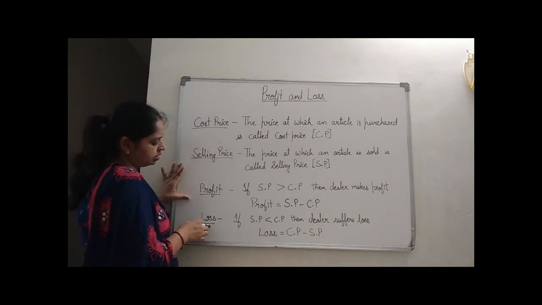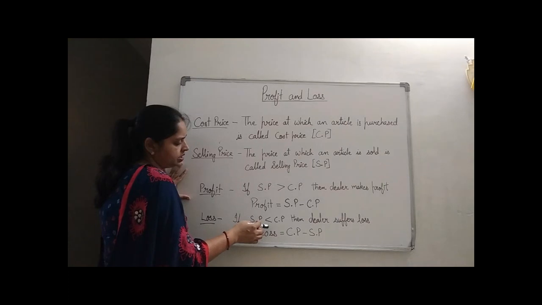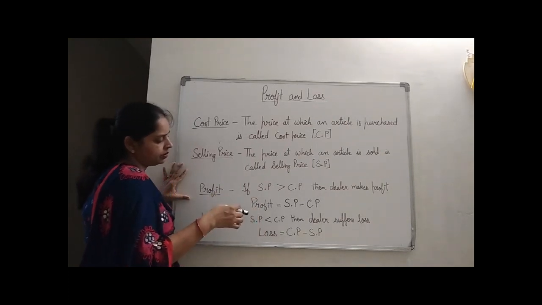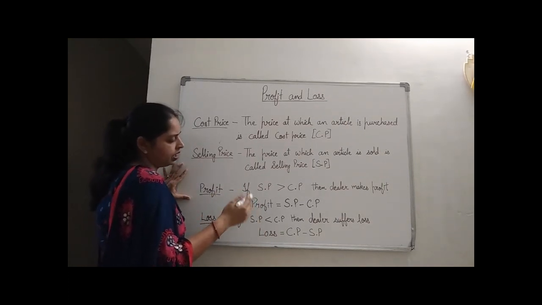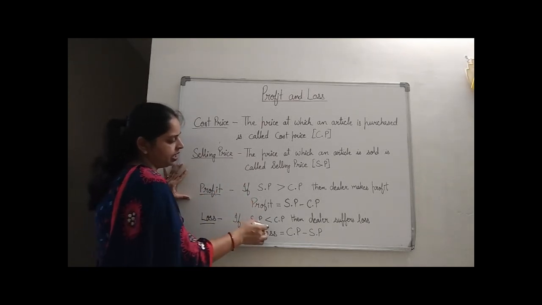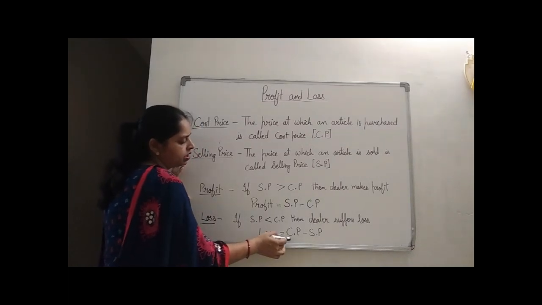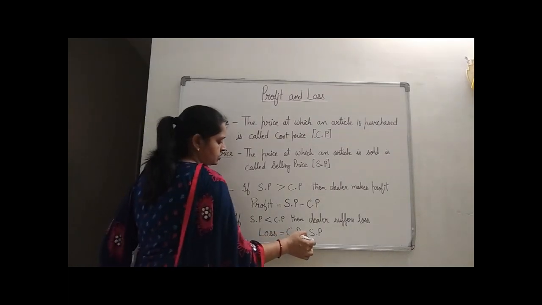Then comes the term loss. If selling price is less than cost price, means when a shopkeeper is purchasing something and for some reason he has to sell that article at a lesser price, then that time he will get a loss. And loss will be equal to how much? Cost price minus selling price.